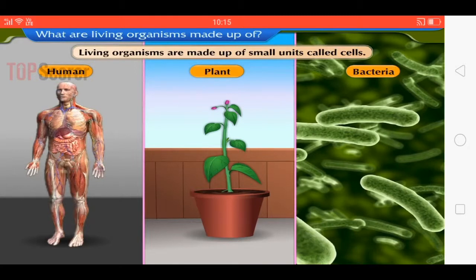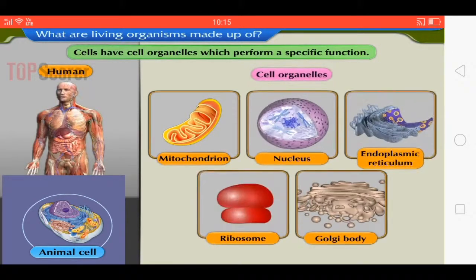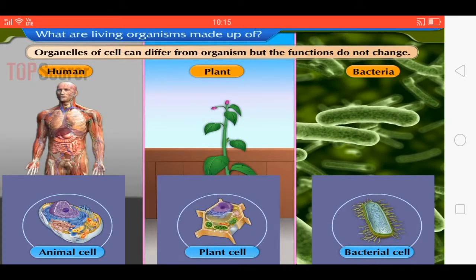All living organisms are made up of small units called cells. These cells have cell organelles which perform a specific function. The organelles of a cell can differ from organism to organism, but their functions do not change.